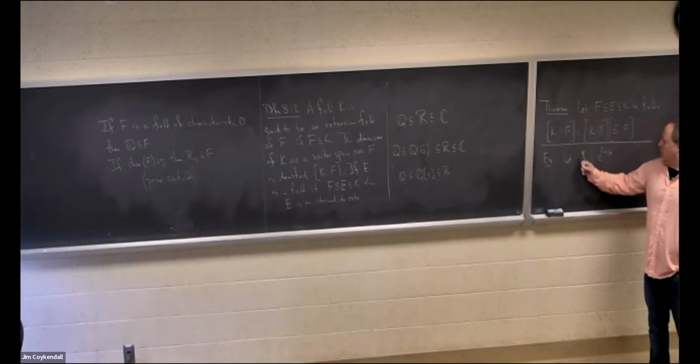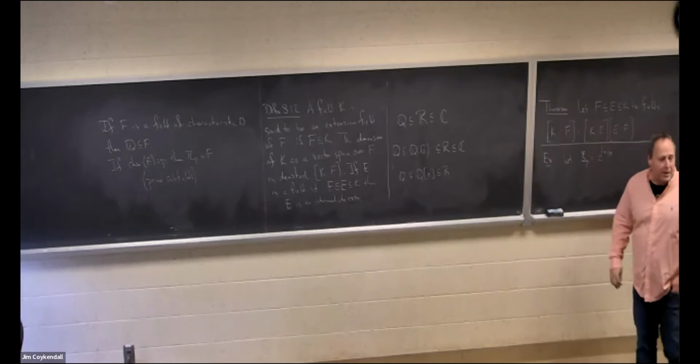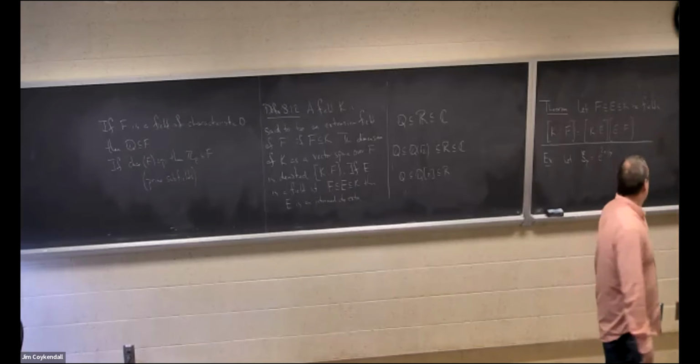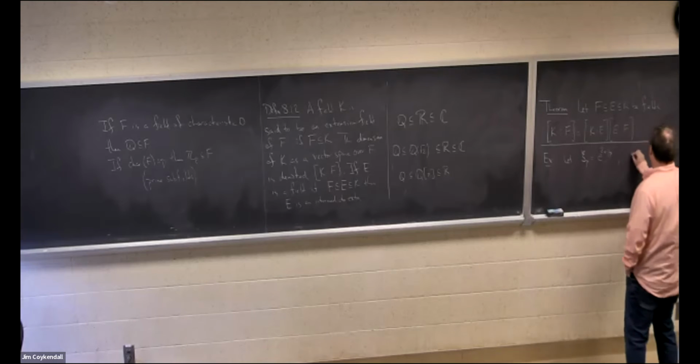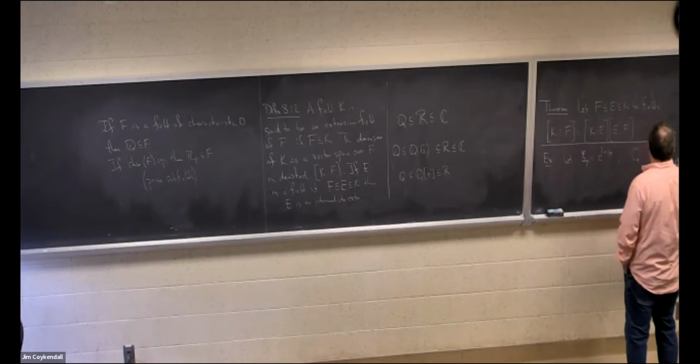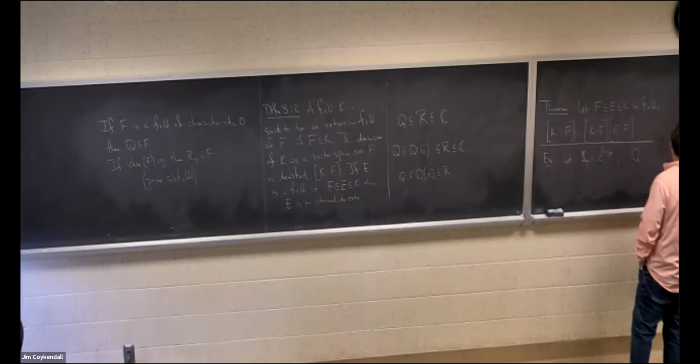Let zeta of p be e to the 2 pi i over p. This is a primitive pth root of unity, right? This is very important in number theory. And in fact, I'll give you a little history as we go along here.